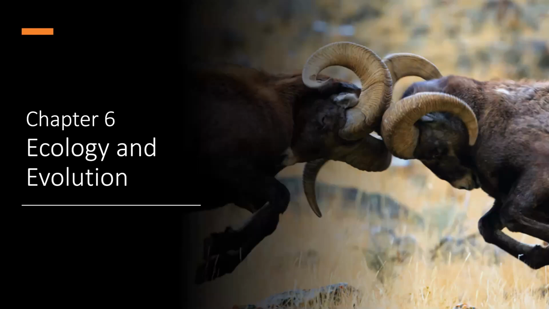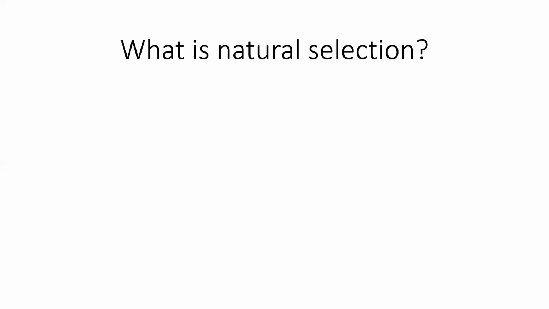Hello, this video is part 2 of chapter 6 from Ecology, 5th edition, by Bauman and Hacker. In this video, we continue discussing natural selection and consider the joint effects of ecology and evolution.